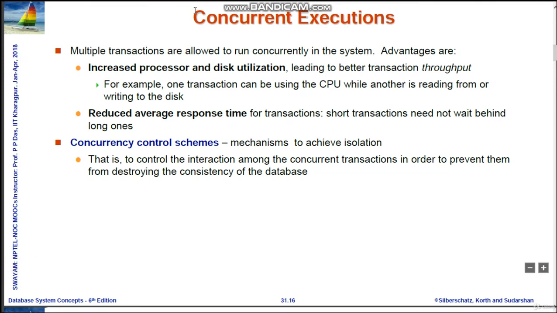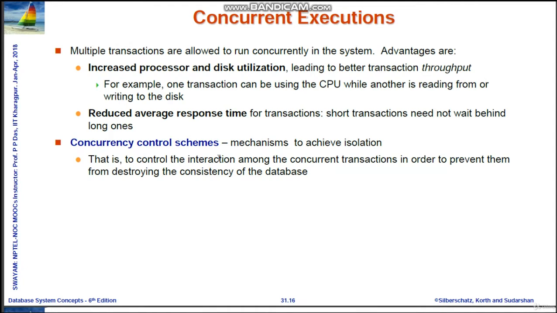Now we have done transaction properties, ACID properties, states of transactions. Now come to the main point: concurrent execution. So what is it? Let's start from scratch. Multiple transactions are allowed to run concurrently in the system. We have seen in the previous tutorial that a transaction has read and write operations. Read means read from the database, write means write to the database.